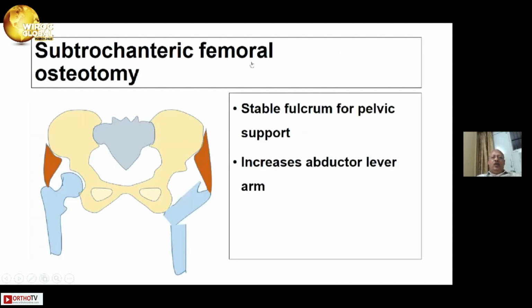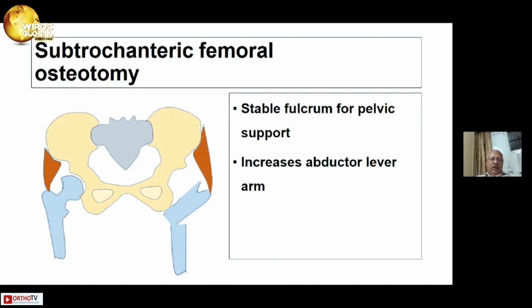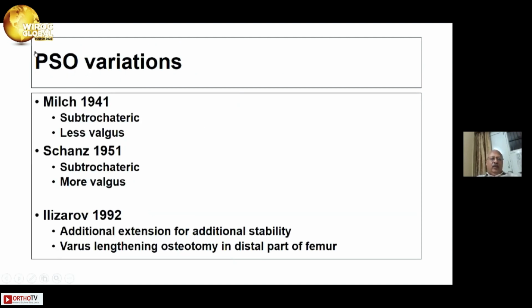So this is the basis of the proximal femoral osteotomy, that it provides a stable fulcrum for pelvic support by increasing the abductor lever arm as well as eliminating the free adduction possible. So there are some variations of pelvic support osteotomy. It was described first by Milch in 1941, where it was subtrochanteric with less valgus, then Schanz in 1951. Ilizarov modified the above with an additional lengthening and varization in the distal part of the femur to correct the mechanical axis.